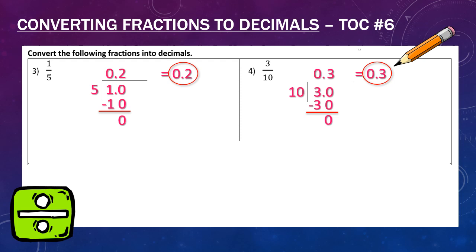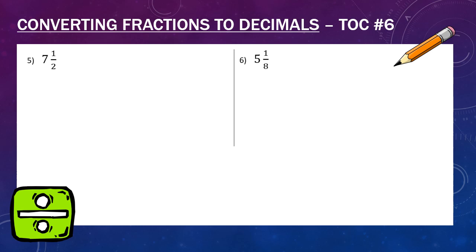The fraction is read as 3 tenths, or 3 over 10, and the decimal is also 3 tenths. So with tenths, you can read it and know how to write it as a decimal without having to do all that division. And you don't have to do the division if you can explain why you can write it that way.